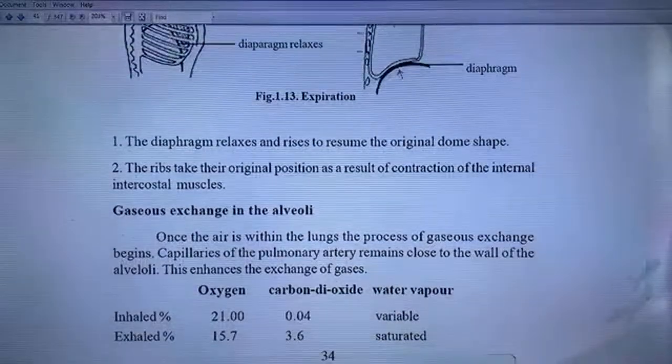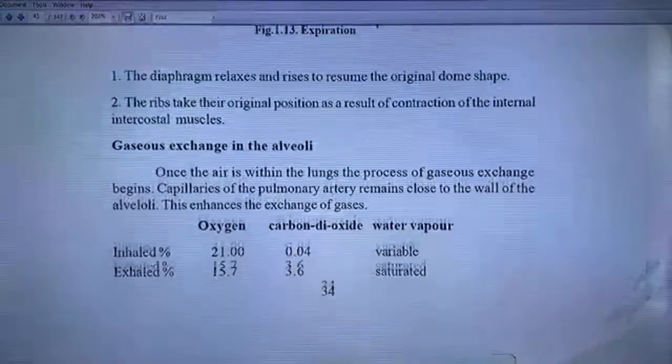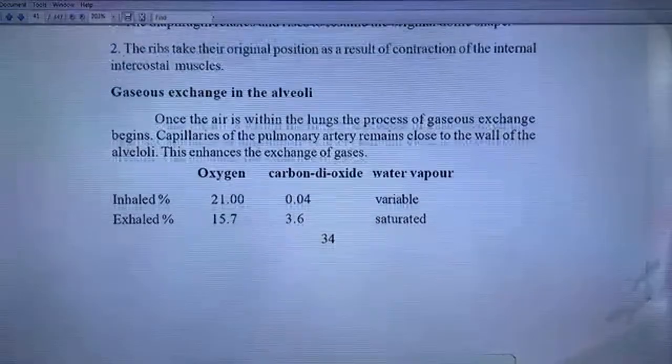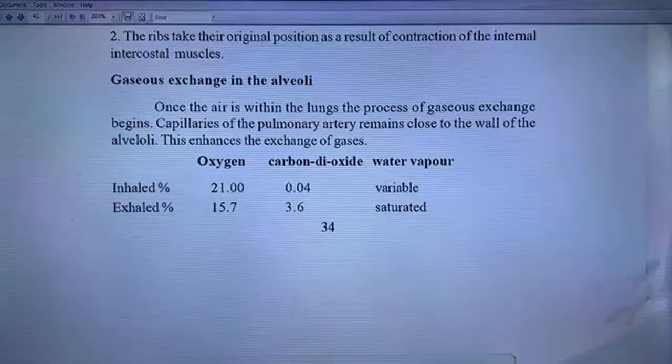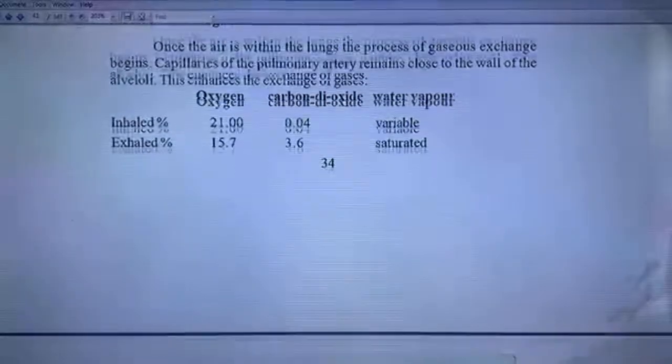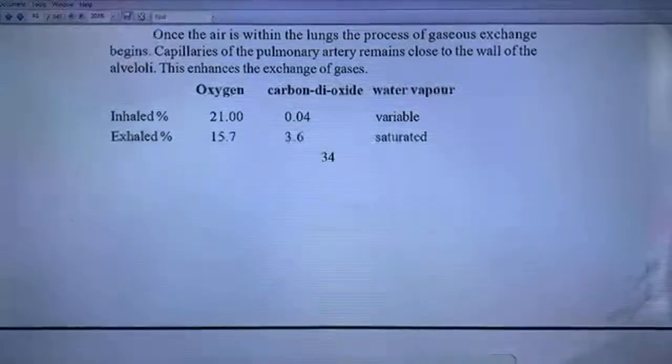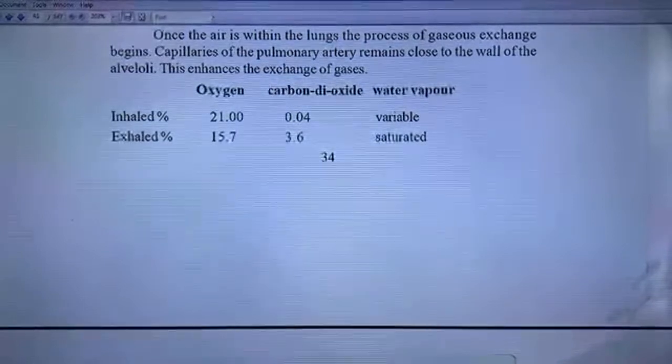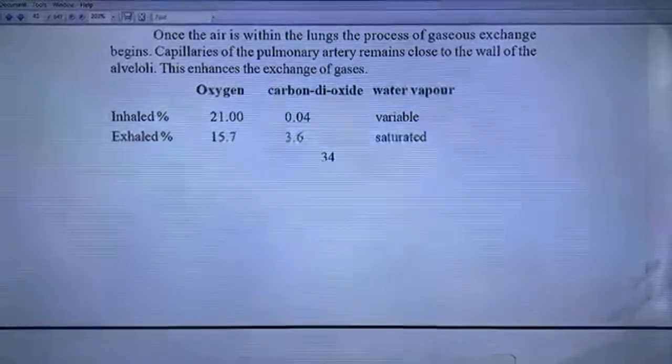The diaphragm relaxes and rises to resume the original dome shape. The ribs take their original position as a result of contraction of the internal intercostal muscles. Gaseous exchange in the alveoli. Once the air is within the lungs, the process of gaseous exchange begins. Capillaries of the pulmonary artery remain close to the wall of the alveoli. This enhances the exchange of gases.